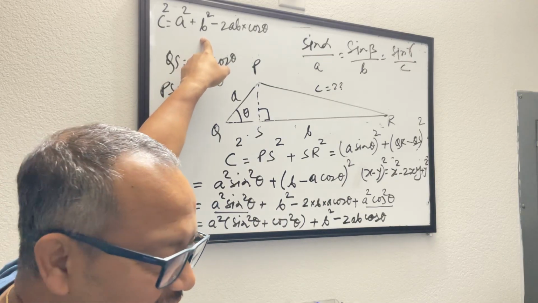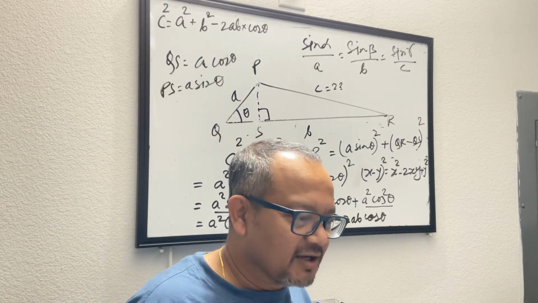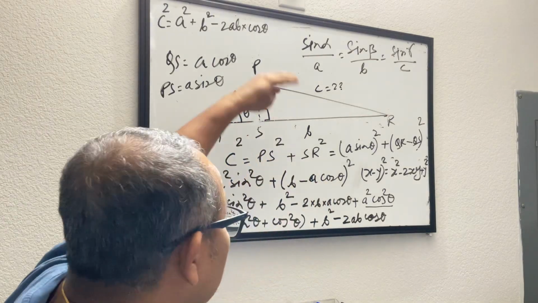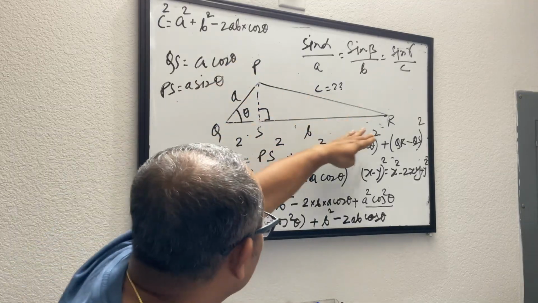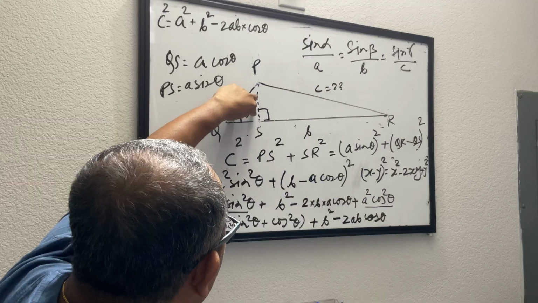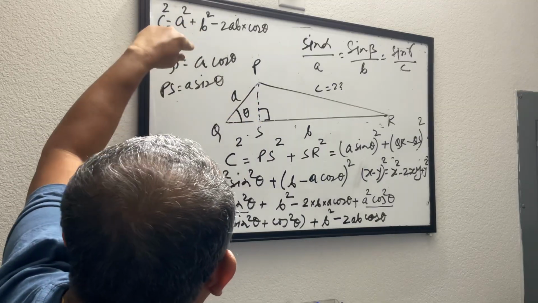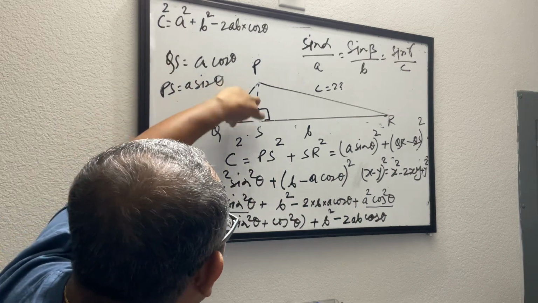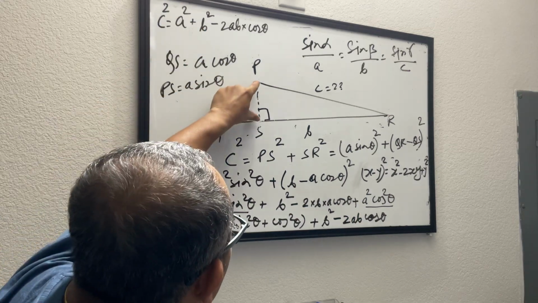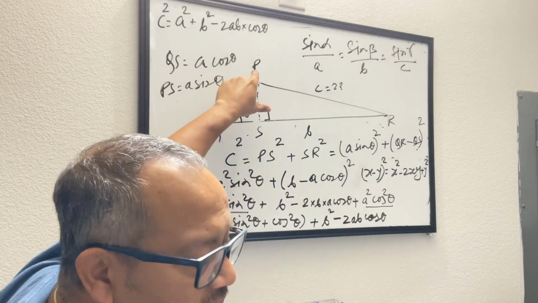I know it's a little stressful, but beauty lies in simplicity. We'll break it down. That's what we did. We picked a triangle, dropped a perpendicular. From this we found out the cos of theta, and from that we found QS, this length equal to a cos theta. And we found this one also because we had no clue about this side, right? This was just a perpendicular. So we found that out.